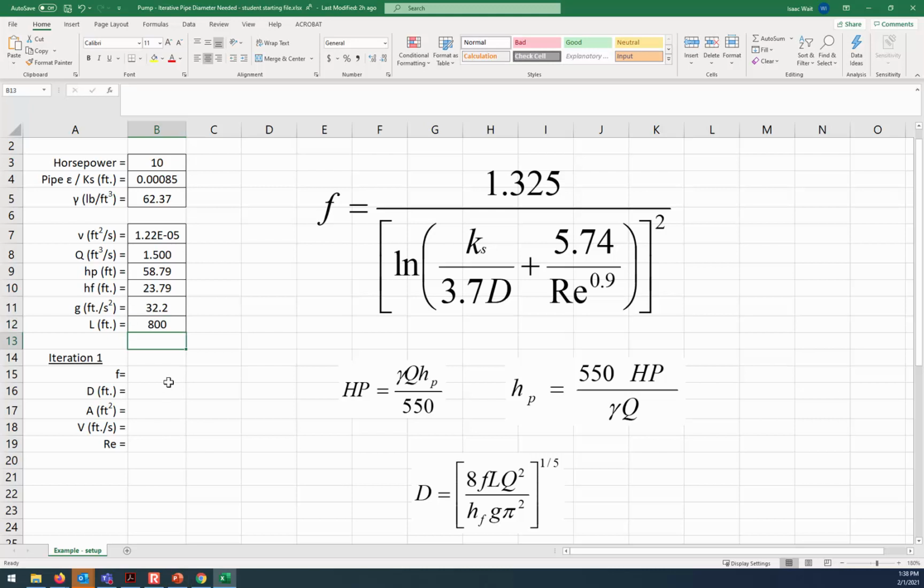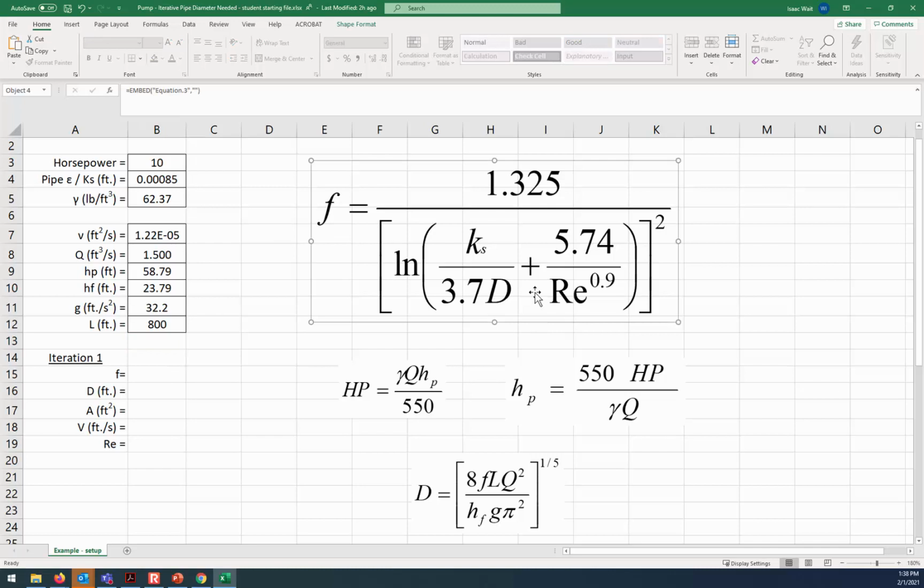All right, so now here's the conundrum. We don't know how big the pipe diameter needs to be, and D is one of the terms that goes into the friction factor F. So we're in one of those chicken and the egg scenarios where we don't know what F value to use yet because we don't know D, but we can't calculate D until we have an F value.